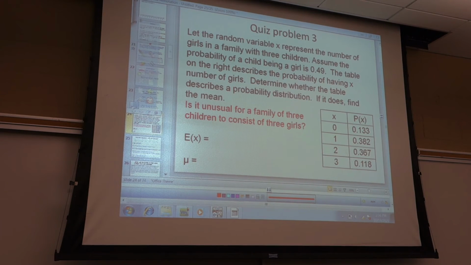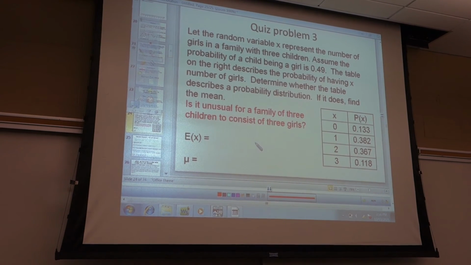Okay. So quiz problem 3. Find the expected value of x. Does anybody need just 2 minutes to finish this up, or does everyone have this now? 2 minutes? Okay, 2 minutes, finish it up. At home, finish it up. Pause this until you finish it up.